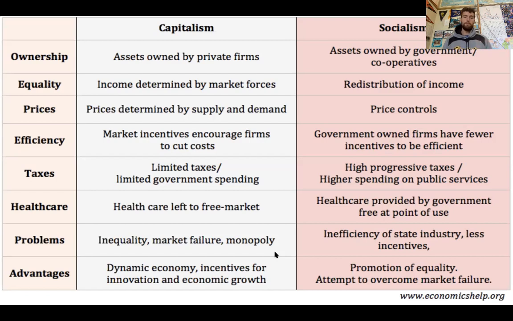Taxes, this is a big one. In a true capitalist system, limited taxes and limited government spending. The government stays out of business. Whereas in a socialist society, big taxes, much more spending goes down on public services. So think of more spending for schools, more spending on healthcare, which we're getting into next.